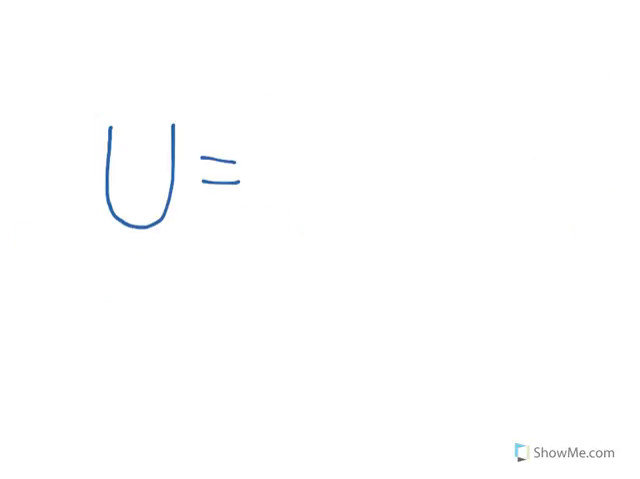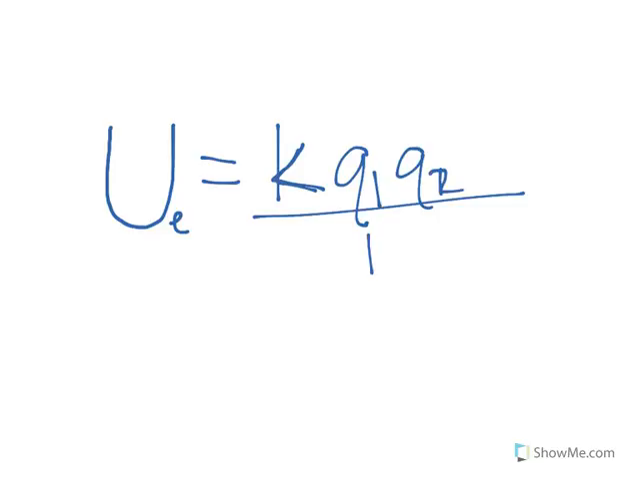There's a formula for this electric potential energy, and it looks like this. U_E, which is what we call our electric potential energy, is equal to the constant k times the first charge times the second charge, divided by the distance between them, r. Electric potential energy is a scalar, so it has magnitude but no direction.